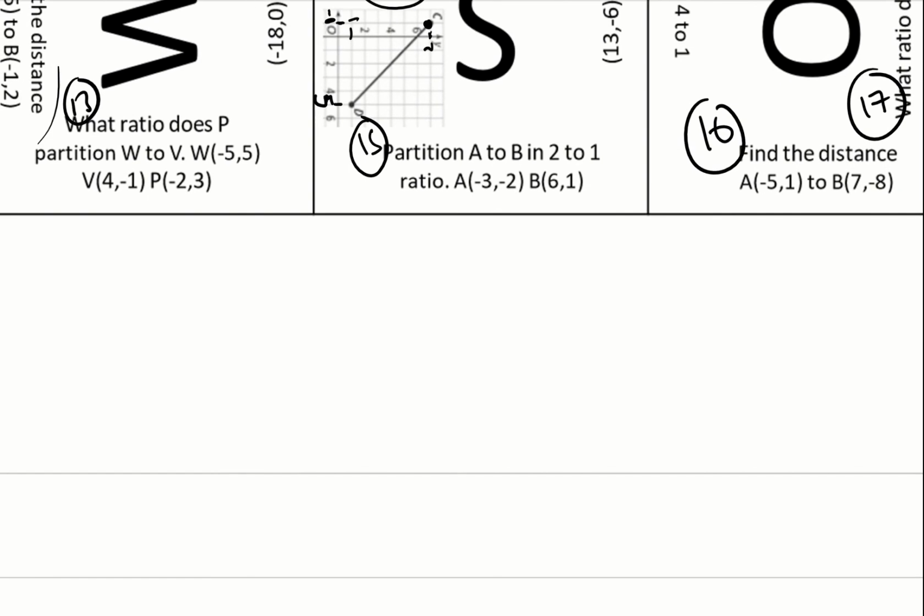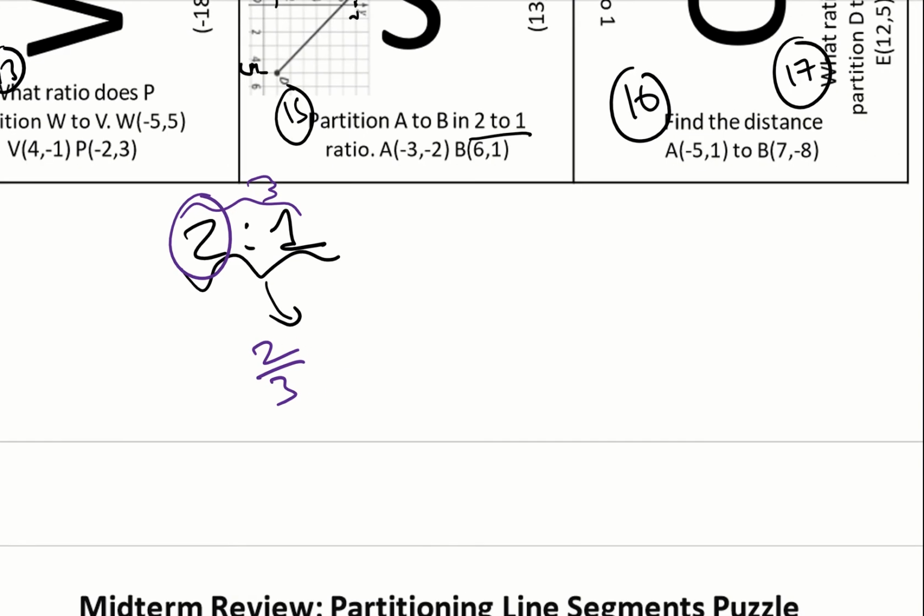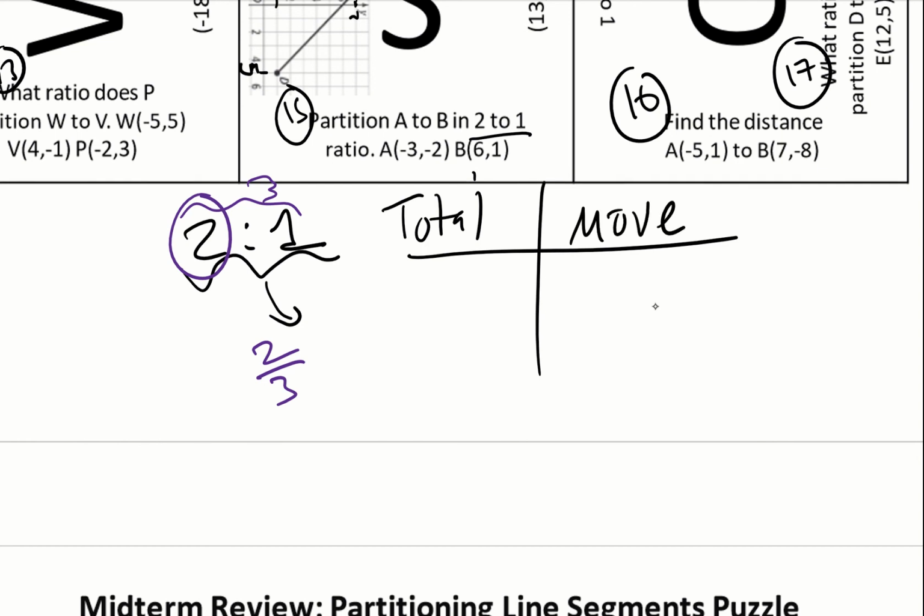All right, partition A to B in a 2-to-1 ratio. So that's 2-to-1 like this, which means you're going to convert this to a fraction. Let's remember, use the first number and then do the total. The total is 3, so it's going to be 2/3. Okay, we're going from A to B, so B is my final. So let's go ahead and do the total distance real quick, because this is the same type of problem we've been doing.